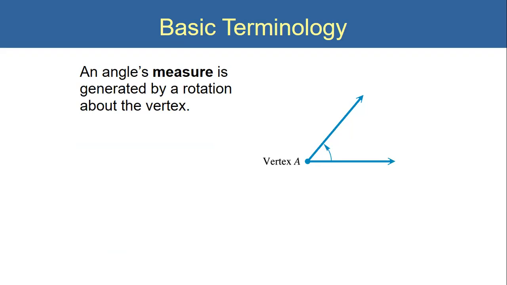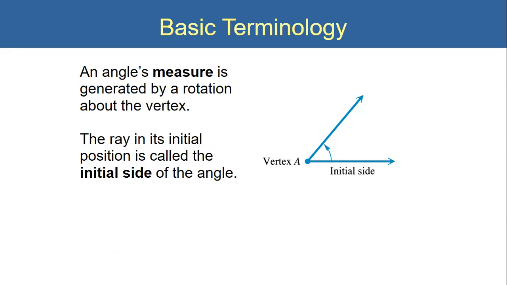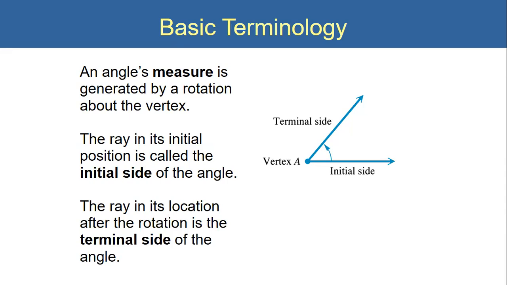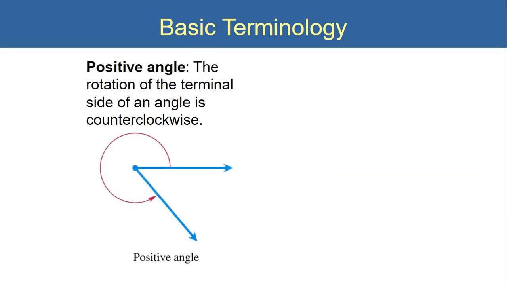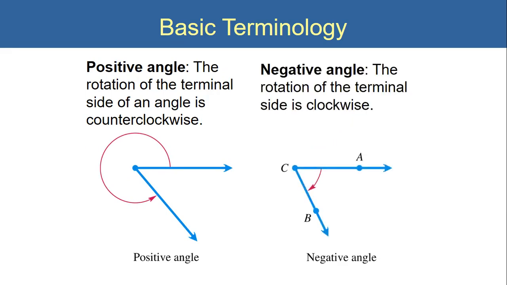Okay, your angle measure is generated by a rotation about the vertex. And when you rotate, we determine our initial side and our terminal side, okay? So when we're rotating, where you start is called your initial side, where you stop is your terminal side, and that's what creates the angle itself. Yes? Okay? All right, positive angles. For positive angles, you're going to rotate in a counterclockwise motion. That creates a positive angle. Negative angles are rotated in a clockwise motion.